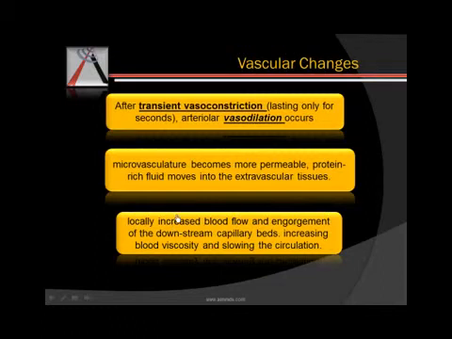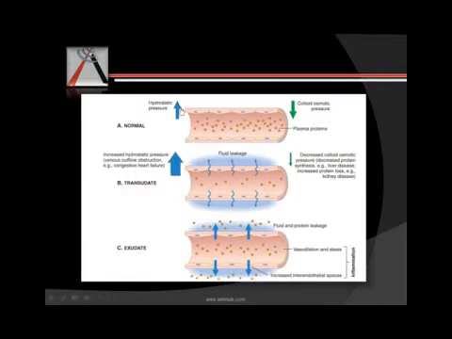Next we come to the vascular changes. We have already seen that after a transient vasoconstriction that lasts only for a few seconds, arterial vasodilatation occurs. Because of the vasodilatation, the microvessels become more permeable and protein-rich fluid moves out into the extravascular tissue. Because of the movement of the fluid outside the vascular tissue, there is an increase in the blood viscosity and slowing of the circulation. So in this diagram, what we see is the formation of transudate and exudate.